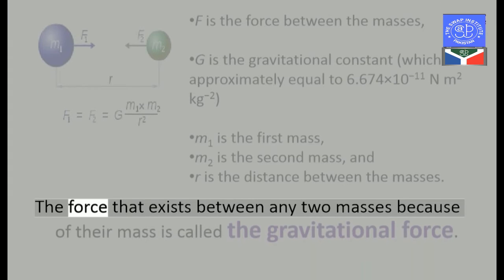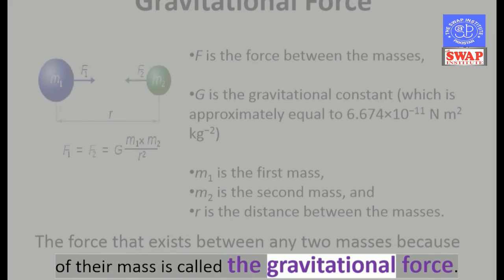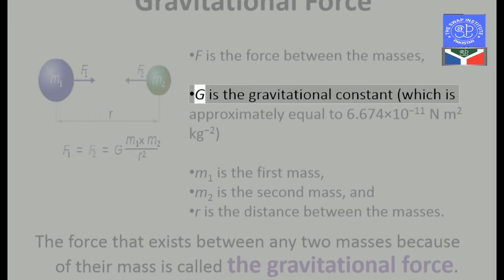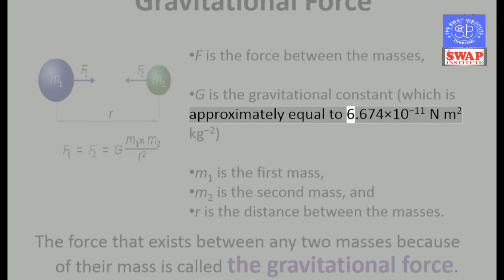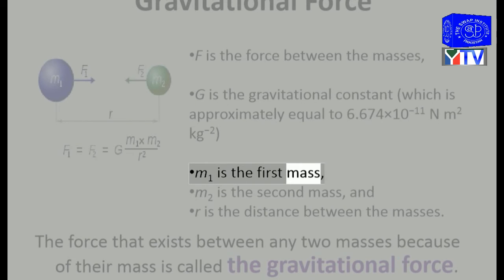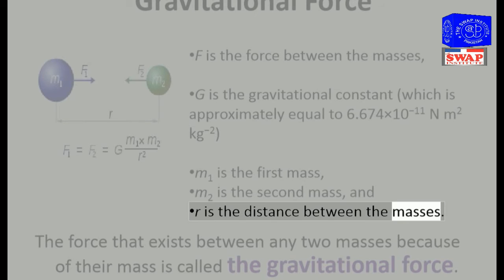Gravitational force. The force that exists between any two masses because of their mass is called the gravitational force. F is the force between the masses, G is the gravitational constant, which is approximately equal to 6.674 x 10^-11 Nm²/kg², m1 is the first mass, m2 is the second mass, and r is the distance between the masses.